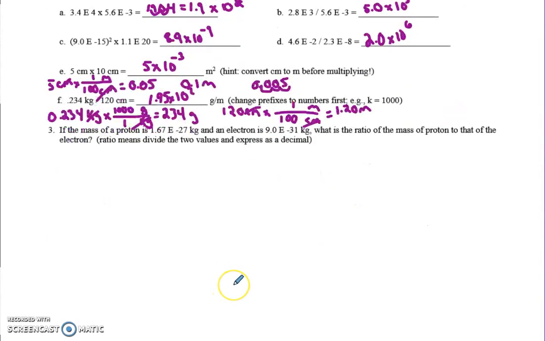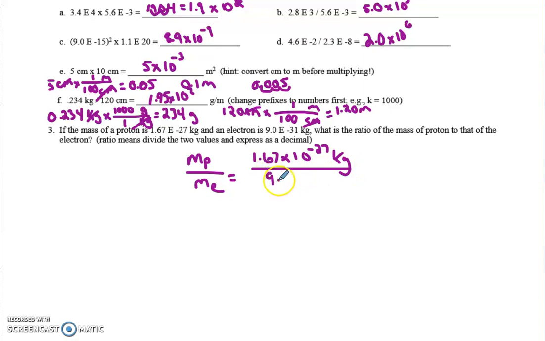All right, so for this next one, we're doing ratios, and there is a hint that ratio means the two values expressed as a decimal. So what I want to do is the mass of a proton to that of an electron. Mathematically it looks like this, the mass of a proton to the mass of the electron. This first number is 1.67 times 10 to the minus 27 kilograms, and then this next number, which is actually not the exact number, it's 9.11, but anyway, 9.0 times 10 to the minus 31.